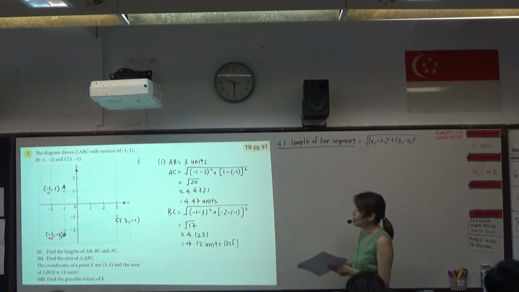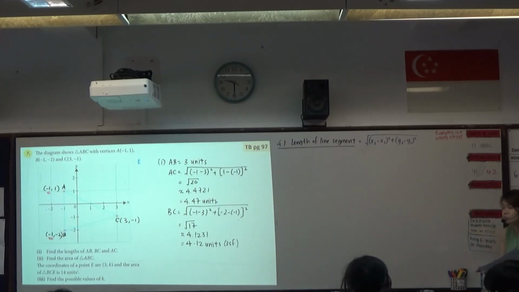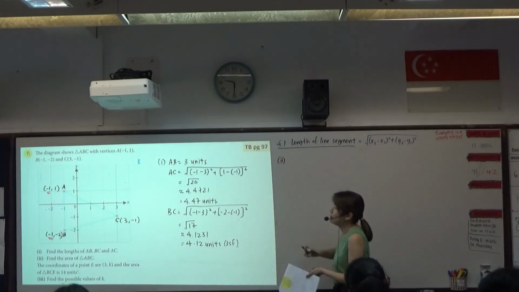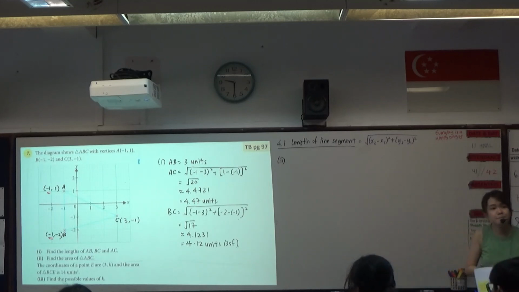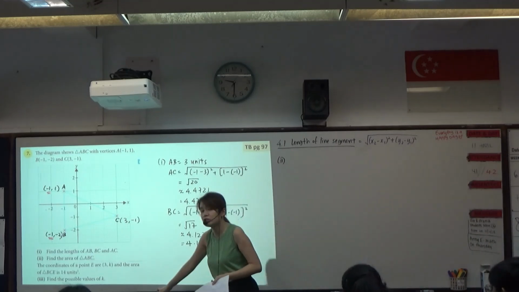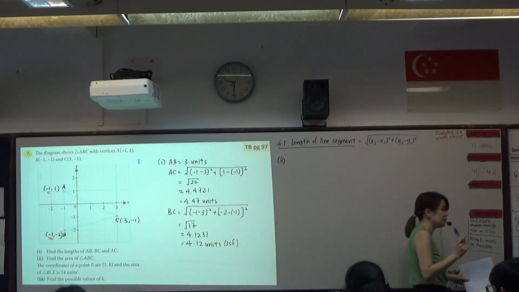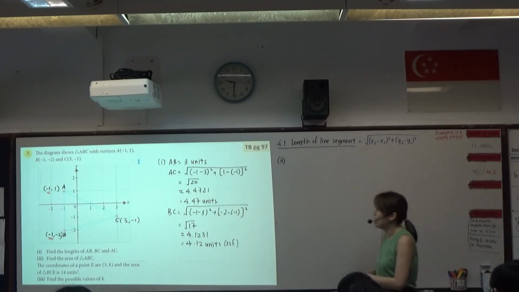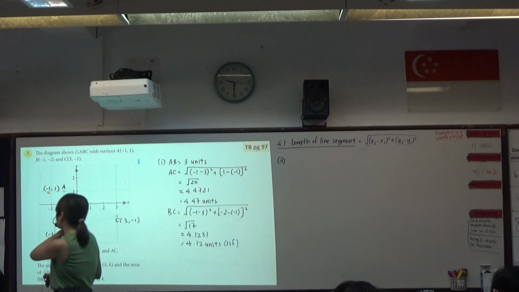So the answer will be 4.12 units. Okay? So that will be your part 1's answer. For part 2, to find the area of triangle ABC, we need to know where is the base and where is the height. At this juncture, we only have one formula for area of triangle, which is half times base times height. As we go on until the end of the year, we will have more formulas that will help us find the area of a triangle.